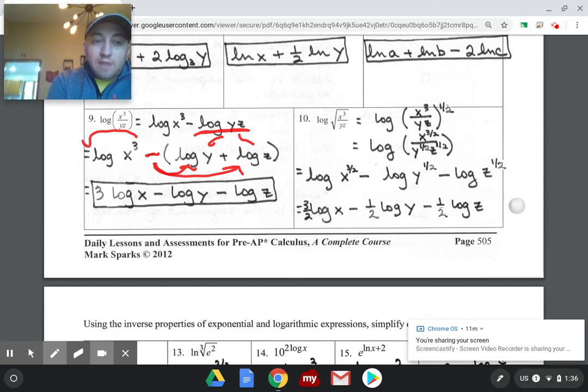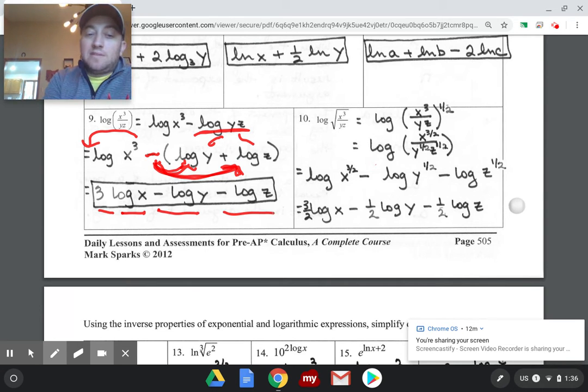Take the 3, bring it out front. So we ended up with 3 log of x. Negative times log of y is minus log of y. And then a negative times log of z is minus log of z.